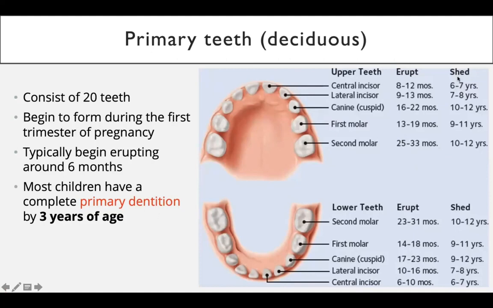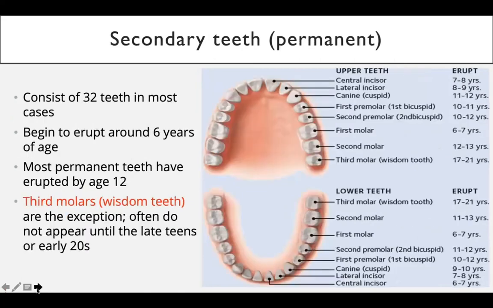At 6 years, up to 12 years, when they are shedding, who is coming? The permanent teeth are coming. How many are they? 32. So permanent teeth are 32 in most cases.